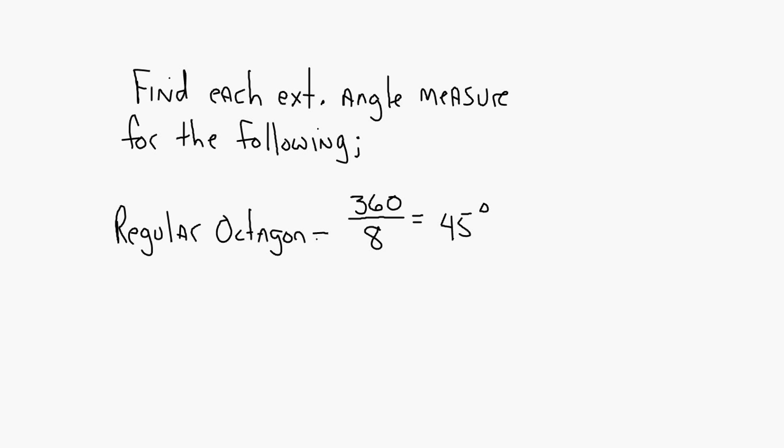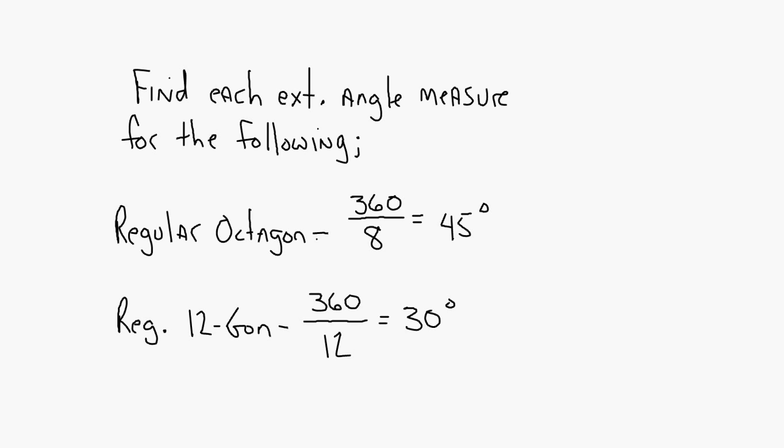If you're asked to find each angle measure of a regular 12-gon, you would take 360 degrees and divide it by 12. Good. So each exterior angle measure, one at each vertex, would be 30 degrees. Any questions there?